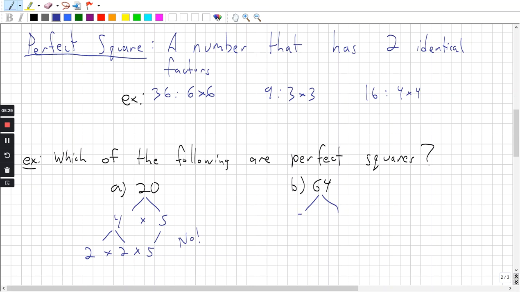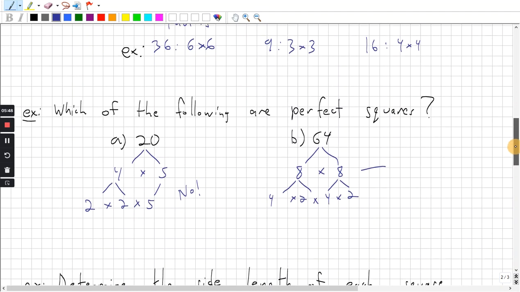But I'm going to stick with 8 times 8. So right away we can see, oh yeah, that's a perfect square because I found two numbers that are identical factors, right? But if we break these numbers down, 8 breaks into 4 times 2 times 4 times 2. And then 4, because it's not a prime number yet, I can break that down further into 2 times 2.